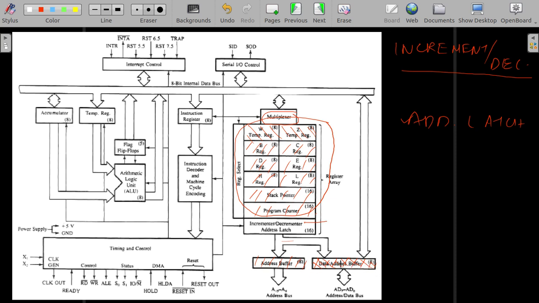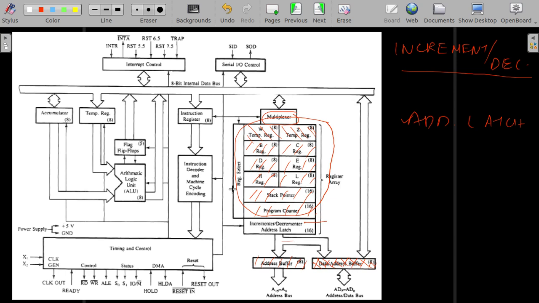So this has a dual purpose. Sometimes it is used as the lower bits of the address buffer, and sometimes as a data buffer. So the concept of address latch also comes in this part. We'll deal with it later. Just know that combined, these are used as a buffer for the address: once it is going out, it is stored here, and only then is it given to the external world. Whenever data is coming in, it is stored here, and only then is it taken to the internal bus. That is the purpose of the address buffer and data buffer.